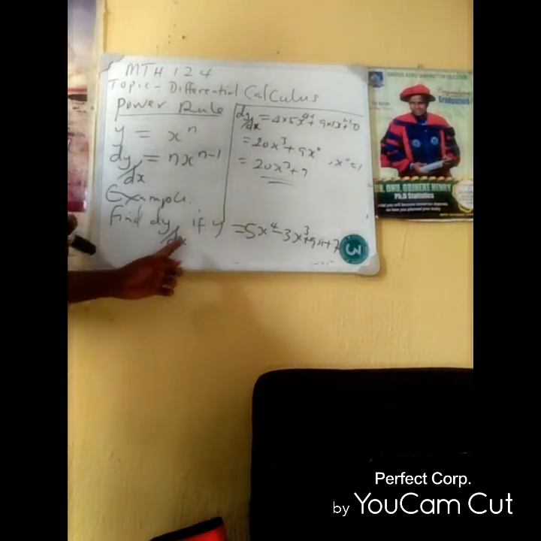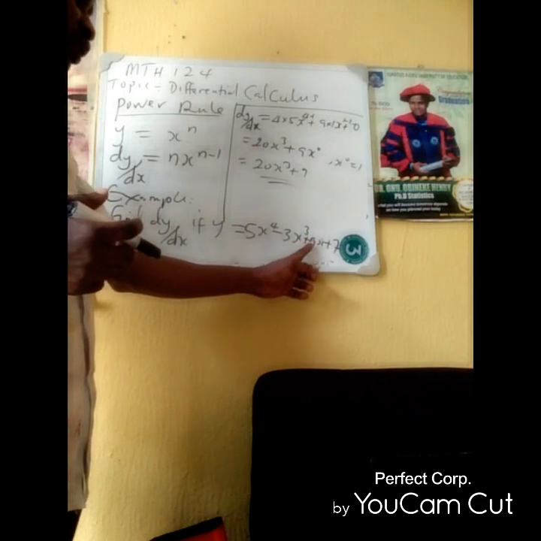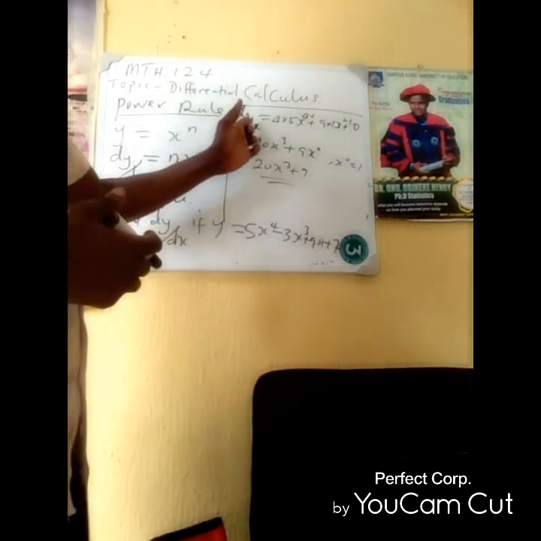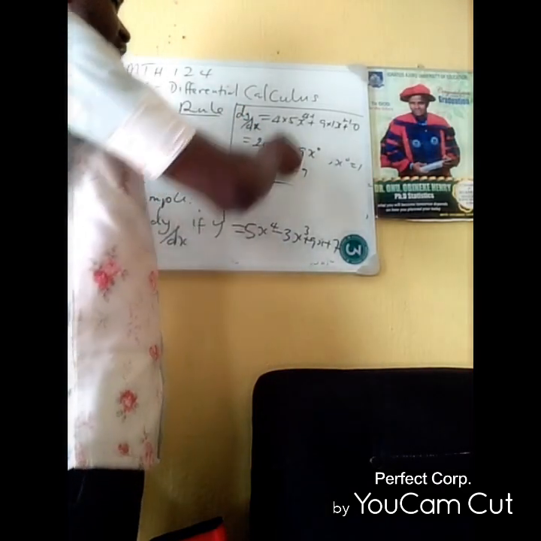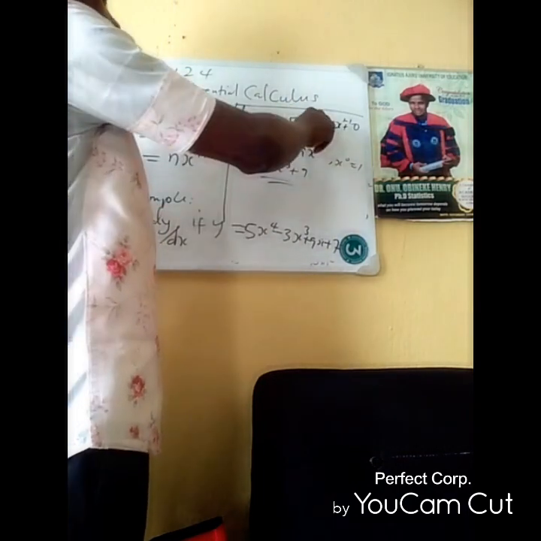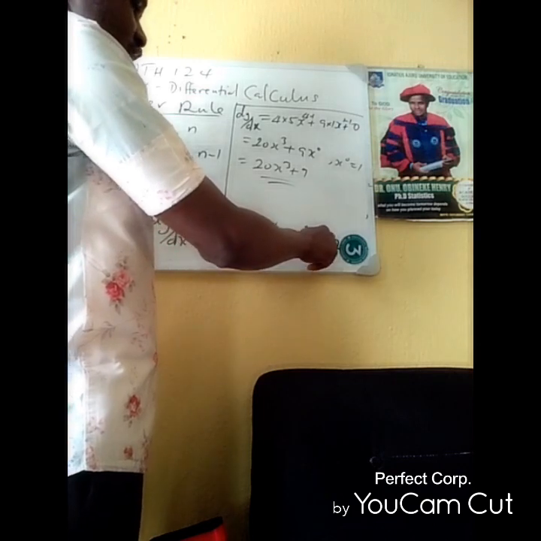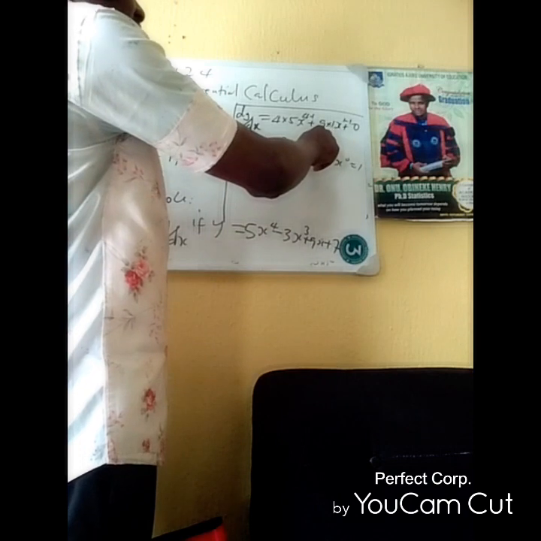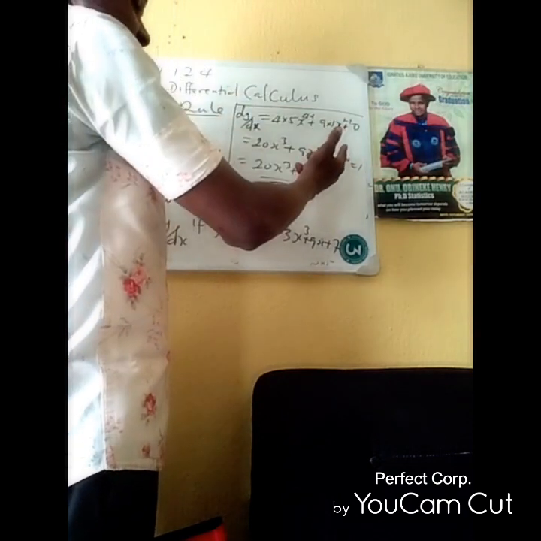Example: find dy over dx if y equals 5x raised to power 4 minus 3x raised to power 3 plus 9x plus 7. So dy over dx will be equal to, the 4 comes down and multiplies the 5. We have 4 times 5, x raised to power 4 minus 1, plus, on this x there is an invisible 1 here, and that 1 multiplies the 9, as in 9 times 1 times x raised to power 1 minus 1.